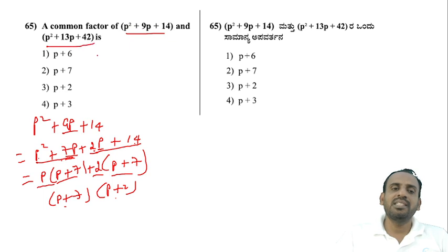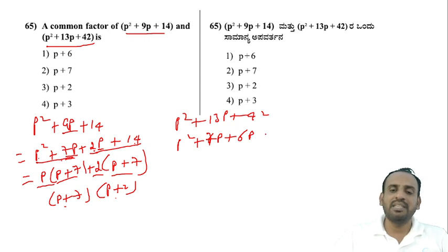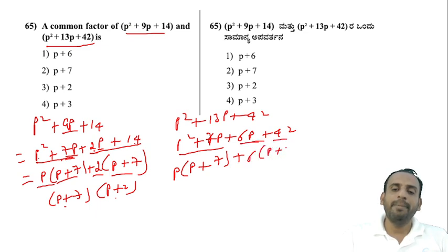Same way, let us solve the second expression. P square plus 13p plus 42. Instead of 13p, we can write 7p plus 6p, because 7 plus 6 is 13, and 7 into 6 is 42. So now again we will take out common p, so remaining is p plus 7. From this we can take out 6 as common, so inside p will remain plus 7. Remember, these two should be same. So p plus 7 is common again. What is remaining? P plus 6.